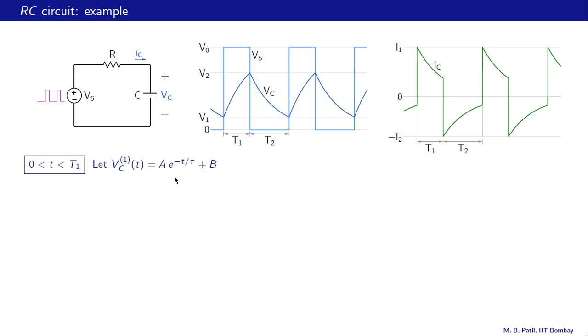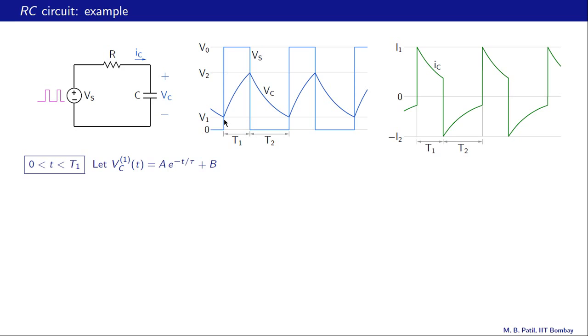In order to find these constants A and B, we need two conditions on Vc in phase 1. Condition number 1, at t equal to 0, this time point here, Vc is equal to V1. What about condition number 2? Let us look at this interval.